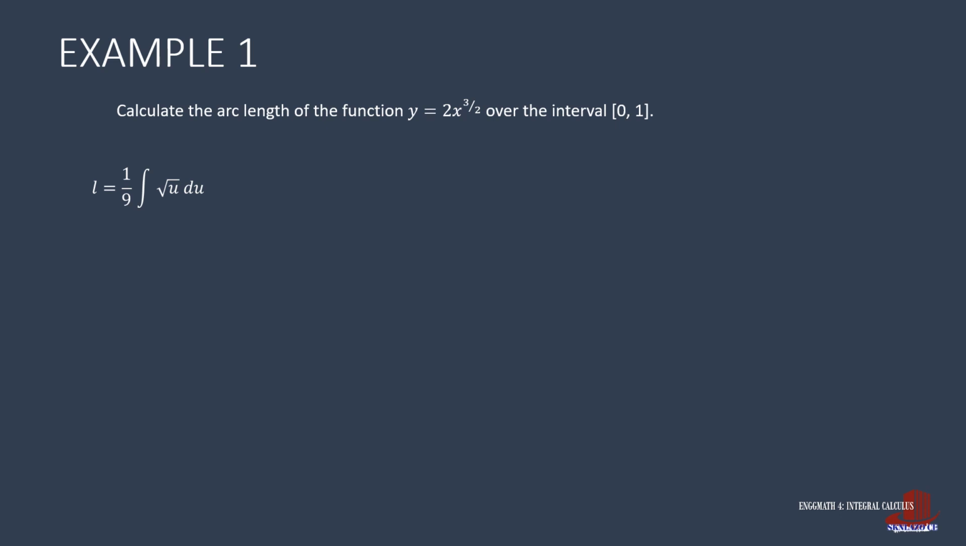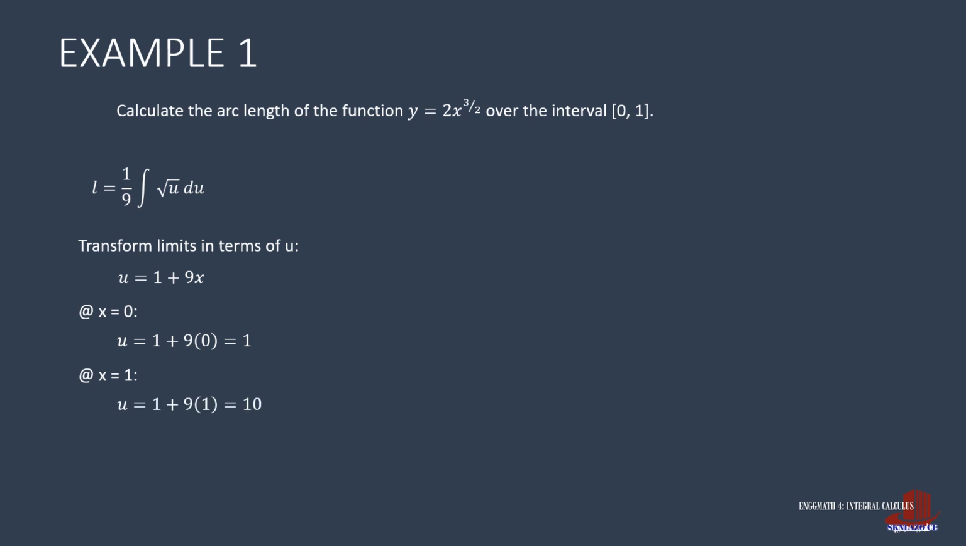So with the ninth of the root of u times du, complete the integral by transforming the limits in terms of u. Take note that u was assigned as 1 plus 9x. So at x equal to 0, u is 1 plus 9 times 0, which is 1. So the lower limit stays at 1. Then, when x is 1, u becomes 1 plus 9 times 1, and that is 10. This is the new upper limit. So the integral is completed as 1/9 of the integral of the root of u du from 10 to 1.